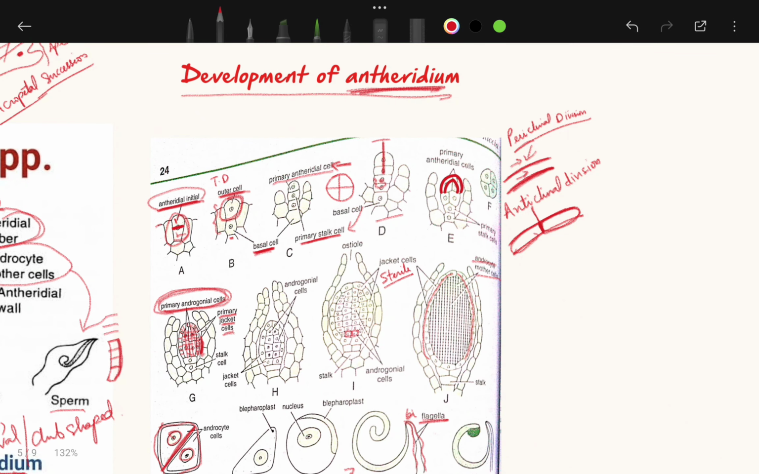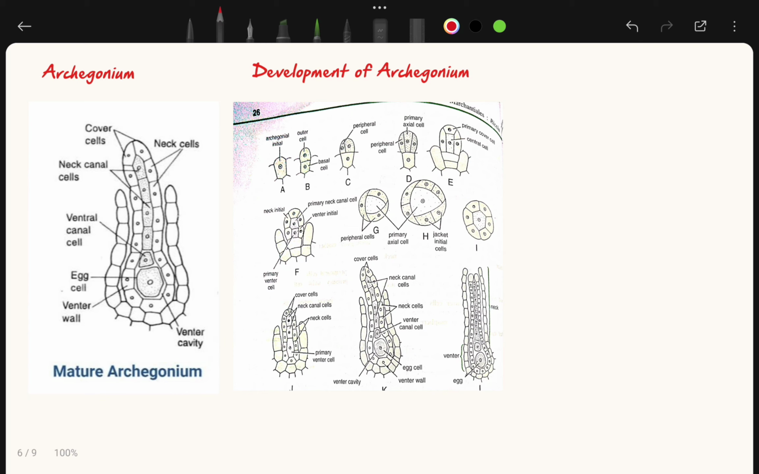Alright, the female sex organ is known as archegonium. The archegonium is a flask-shaped structure. It looks somewhat like a flask that is connected to the archegonial chamber with the help of a short multicellular stalk. It's not present here, but there will be a short multicellular stalk here. This archegonium is differentiated into two regions. This lower swollen region is known as the venter, and then this upper elongated region is known as the neck.